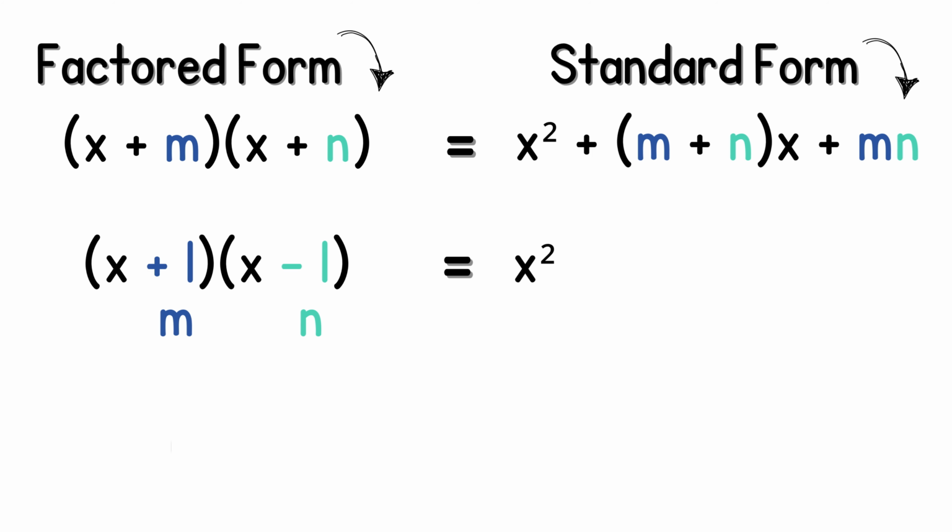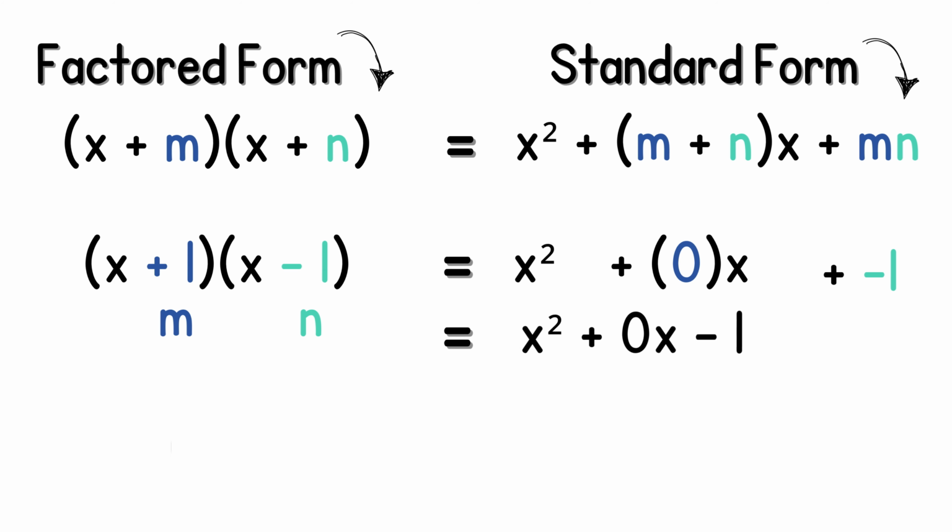So we'll start with the x squared term, and then we'll add our x term whose coefficient we get by adding m and n. So in our case, we'll add 1 and negative 1. And then lastly, we'll add the product of m and n. So now let's simplify what we have. If we add 1 and negative 1, we'll get 0 for our coefficient of x. And if we multiply 1 times negative 1, we'll simplify that to negative 1 at the end. So our expression will be x squared plus 0x minus 1.